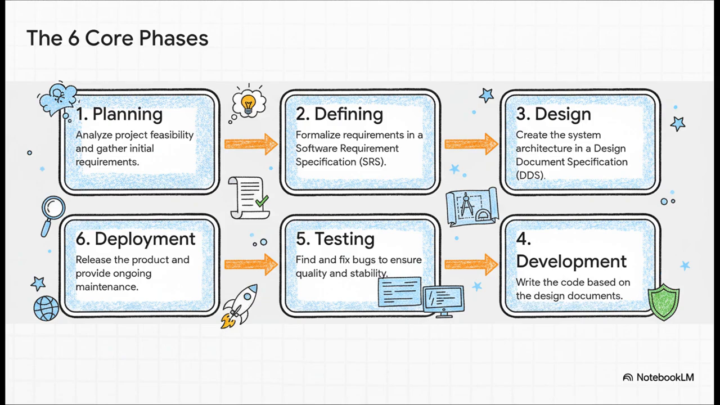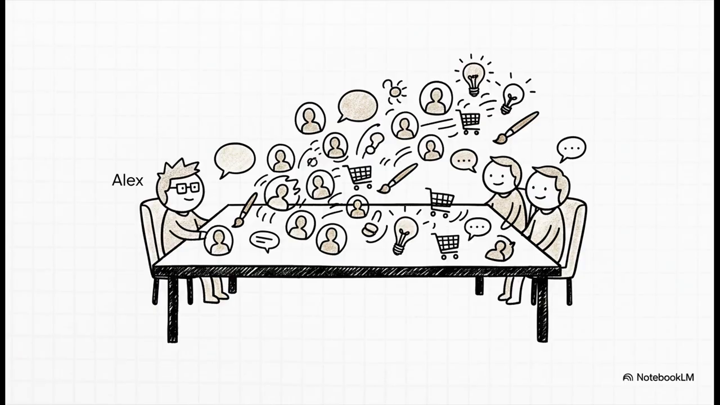So this blueprint isn't just one big step. It's a 6-phase journey. And this is the exact roadmap Alex is going to follow to build his store. We're going to walk through every single one of these, from the very first brainstorming session all the way to what happens even after the app goes live. All right, let's dive into the first 2 phases, which are all about planning and defining.